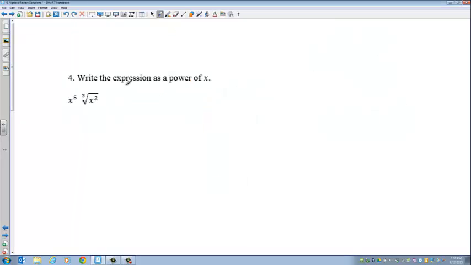The next one we want to express as a power of x. So the idea is we should be able to write this whole expression right here as a single power of x, so x to some power. So let's rewrite this. So you have x to the 5th. And then remember, 3 is the root, which is the bad thing, and 2 is the power, which is the good thing. So this is actually x to the 2 divided by 3. Remember, dividing by 3 in the exponent means take the cube root, and 2 means take the square.